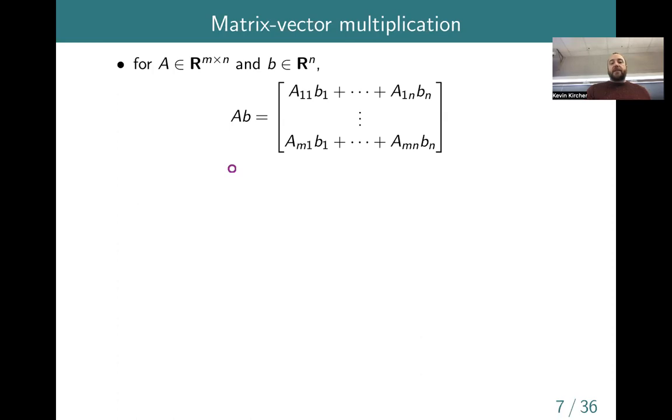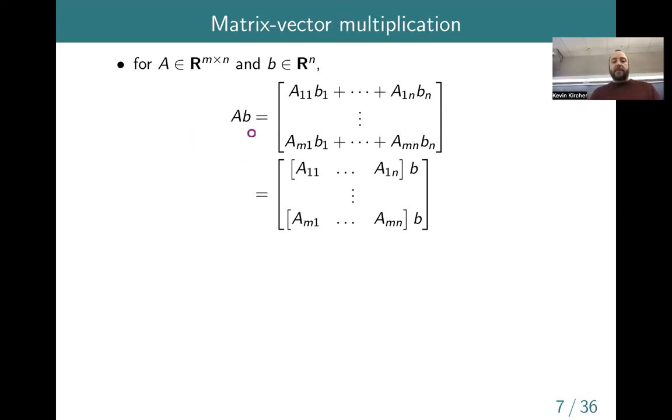There are a couple of interpretations of matrix times vector multiplication. One way to look at this is by taking every row of A. The first row here is A11 through A1n, and you take the inner product between that row and the column vector B. That forms the first entry in AB. Then you do the same thing for every row of A, until you get down to the m-th row of A, take its dot product with B, and get the bottom entry in AB.